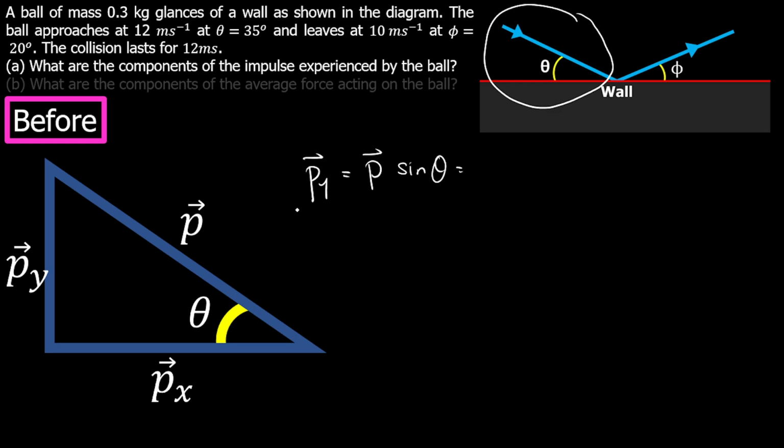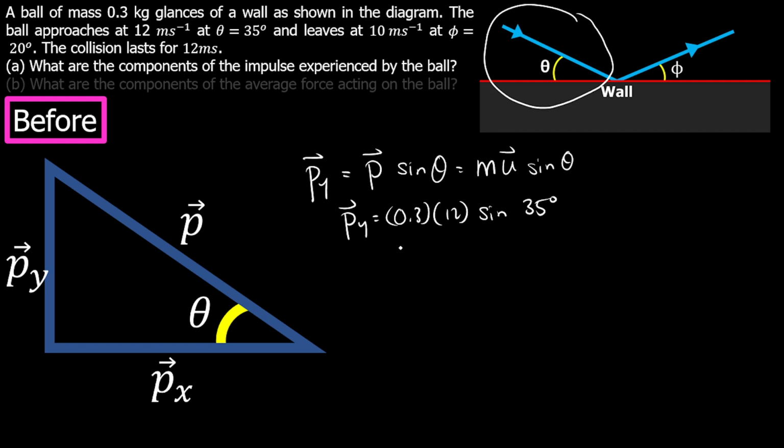And we can substitute this p with mv. So let's use our initial, so it's going to be mu sine theta. So our py is going to be 0.3 multiplied with 12 meters per second, and then sine 35 degrees.